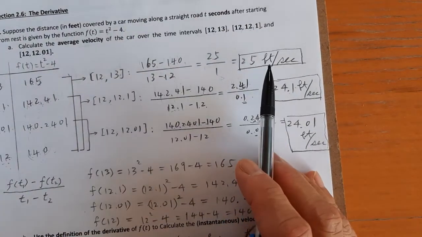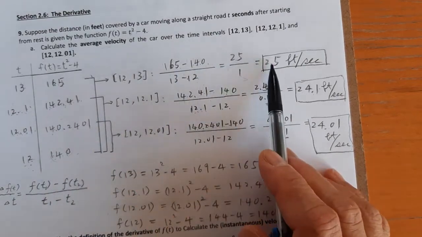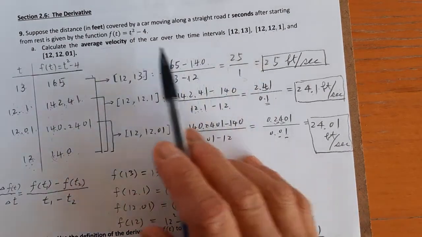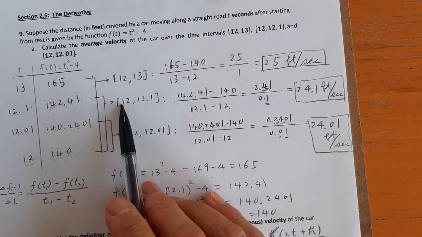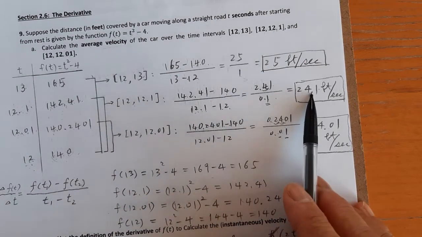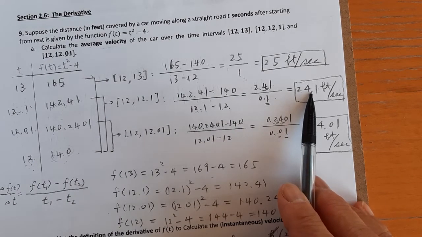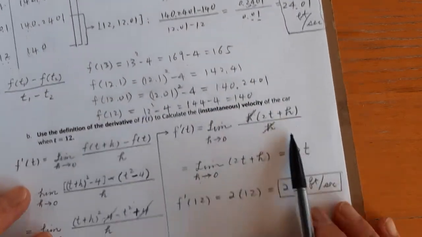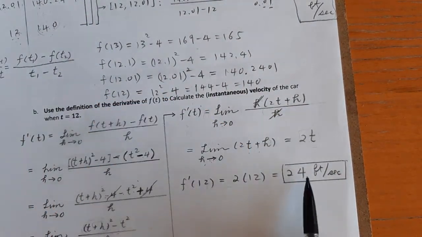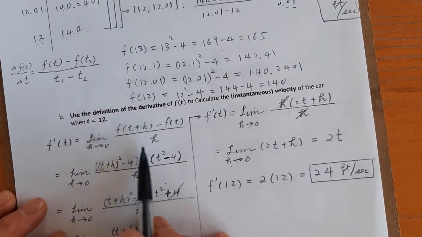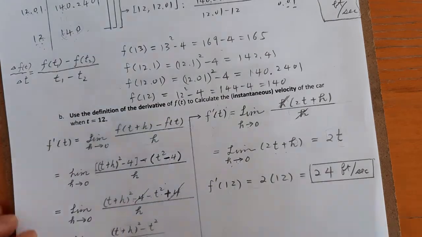Originally, from 13 to 12, the average velocity is 25 feet per second, and closer, between 12.1 and 12, the average velocity is 24.1, then 24.0, and even closer at 12, the velocity is 24 feet per second. That's what we call instantaneous velocity. This is the definition of the derivative, defined by the slope.